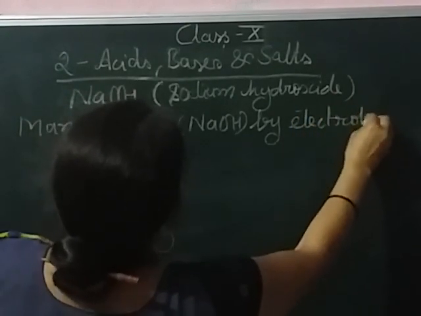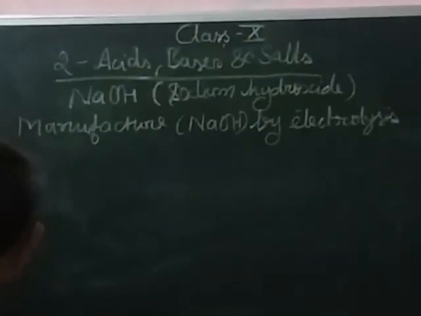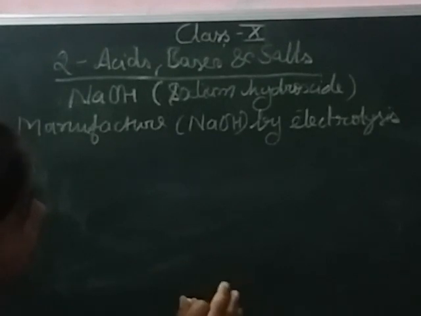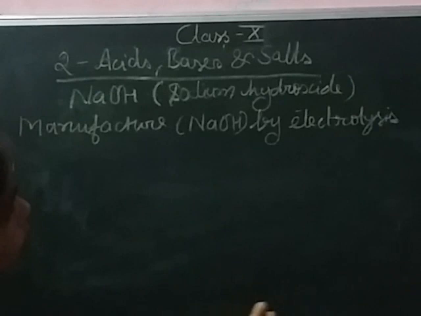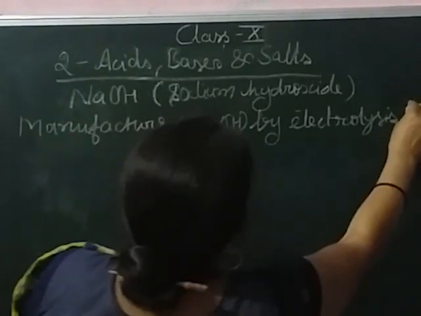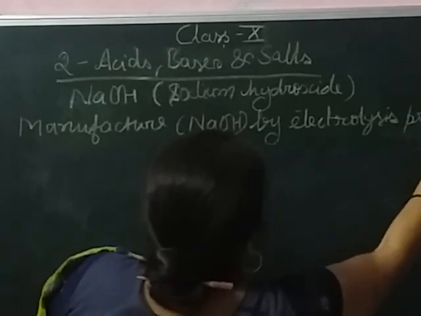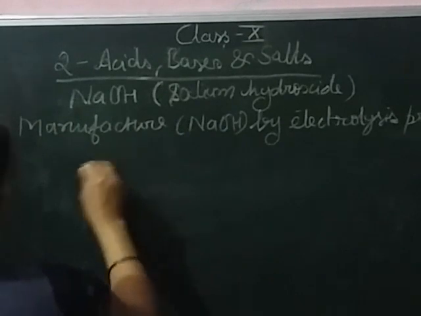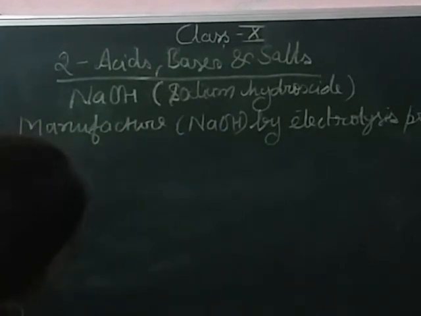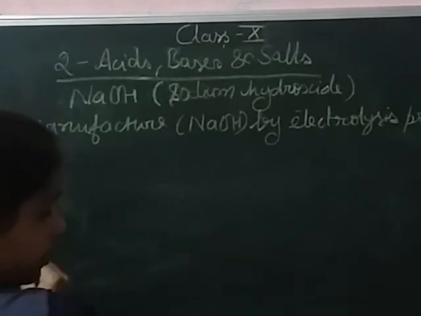What is the electrolysis process? In this process there are three components: electrodes, anode and cathode, and electrolyte. When we pass current through this electrolyte, ions move from anode to cathode. So this is the electrolysis process. The theory of this process is that NaOH is manufactured by the electrolysis of NaCl.